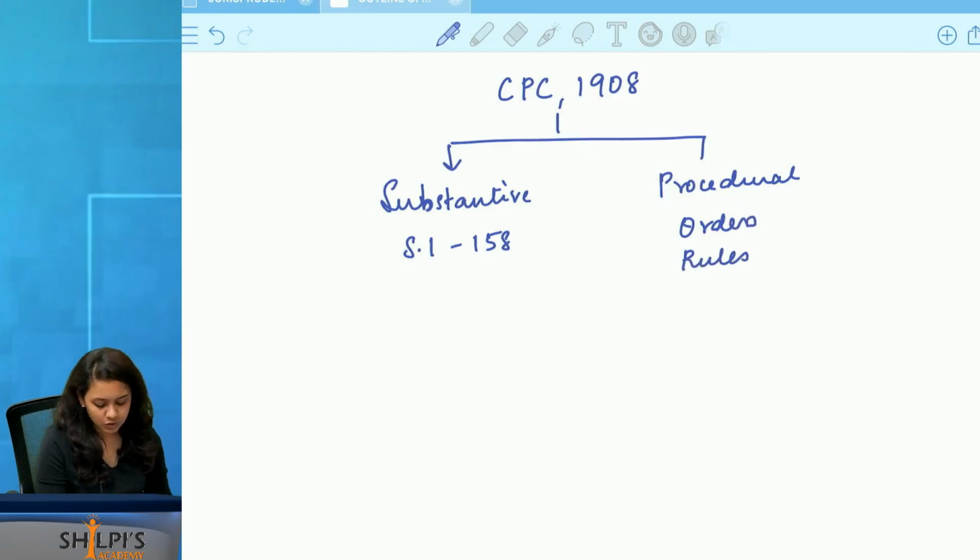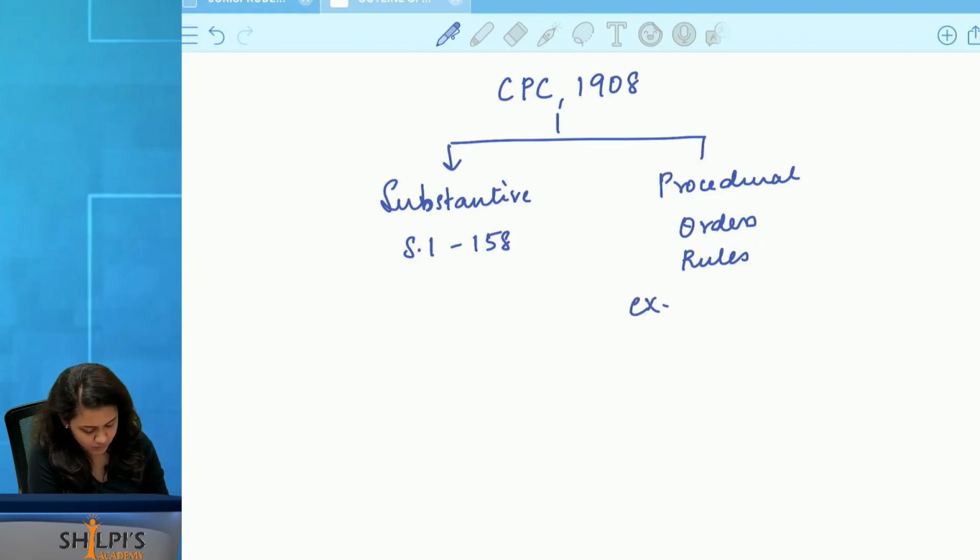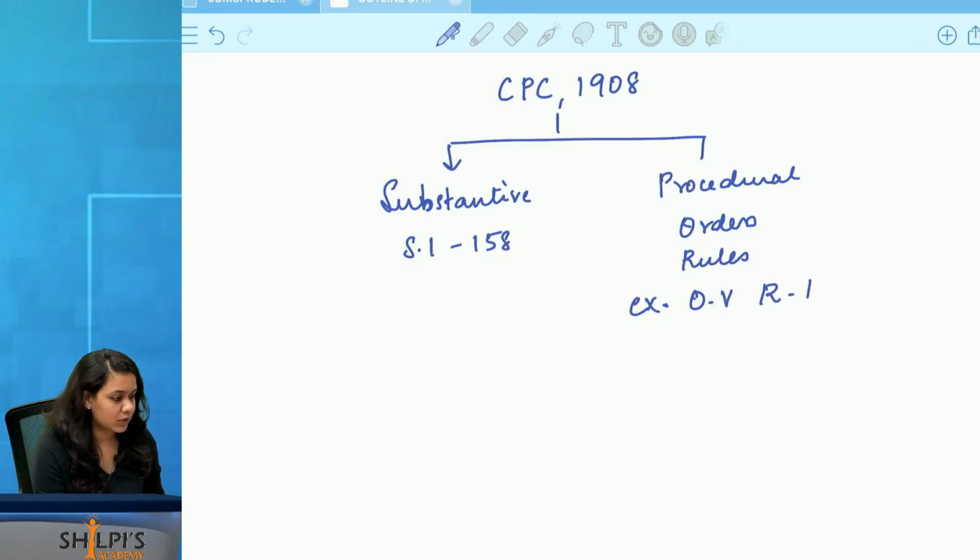Okay. So, generally even in your textbook, you will come across things written like O1, or order 5, say, not even rule, or rule 9 or rule 10. Okay, these are nothing other than the correlated procedural provisions that you have to read along with that provision.